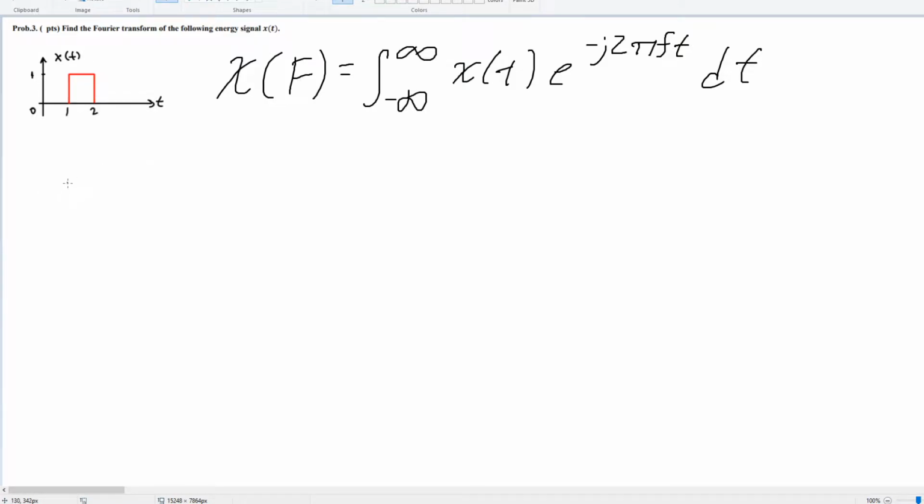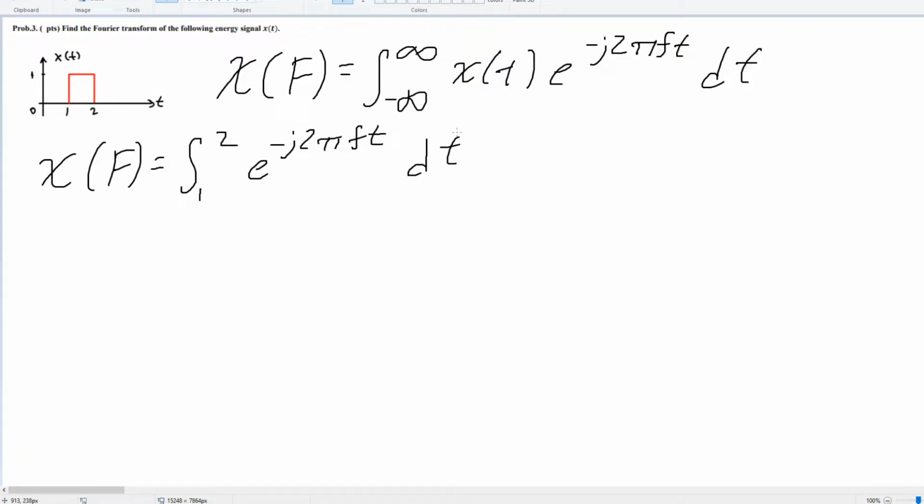To find the specific equation for this, it's going to be X(f) is equal to, the bounds will change. This is not from negative infinity to infinity, it's just from 1 to 2. And then we have x(t). So this is a flat line at 1, so x(t) is just equal to 1 times e to the negative j 2 pi ft. I just didn't write the 1 in here, but you could write it like this. dt.